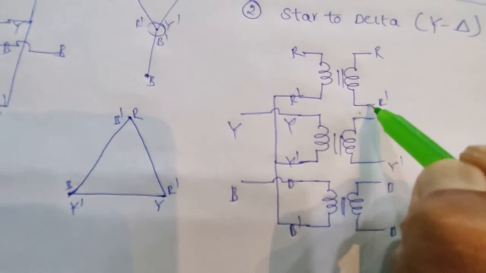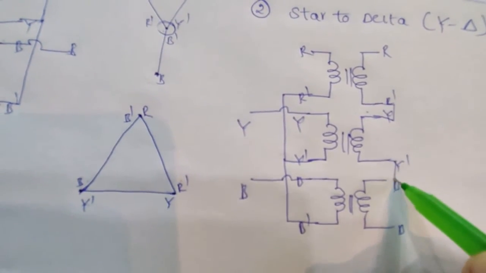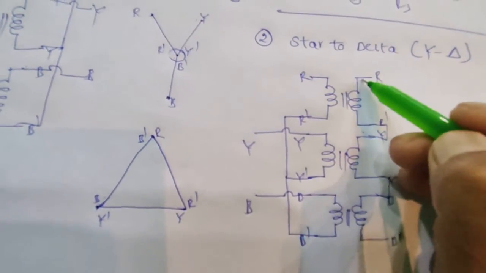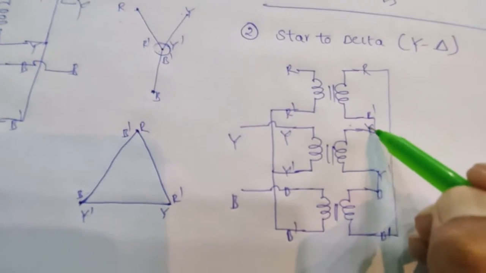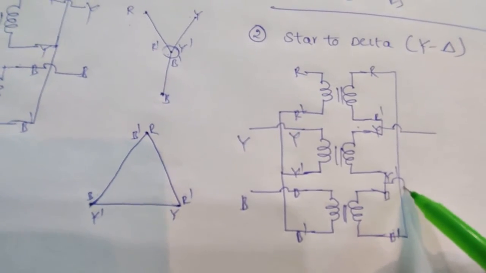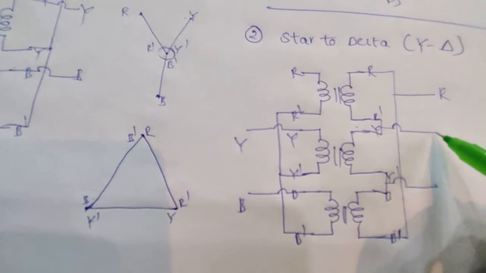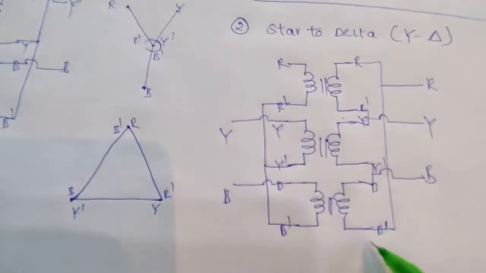R dash and Y are connected. Y dash and B are connected. Then finally R and B dash are connected. This is one phase. This is another phase. R, Y and B. This is the connection of delta.